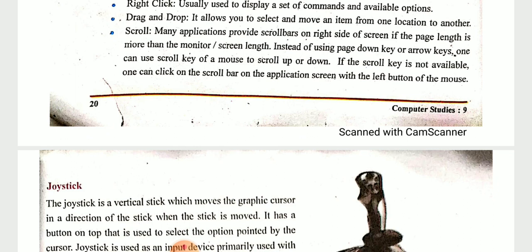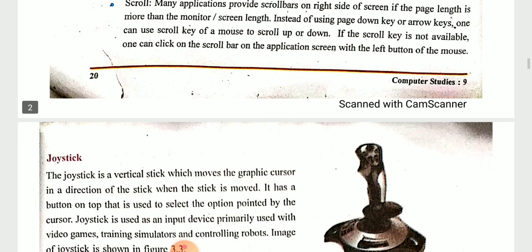Many applications provide scroll bars on the right side of the screen if the page length is more than the monitor screen length. So if any page length is more than the screen, with the use of the scrolling button you can move your screen up and down. If the scroll key is not available, one can click on the scroll bar.